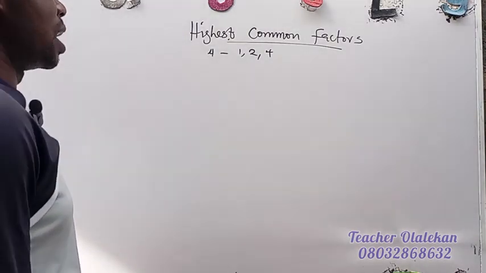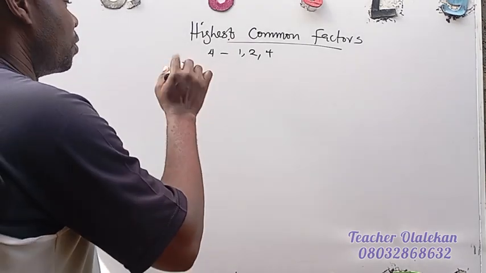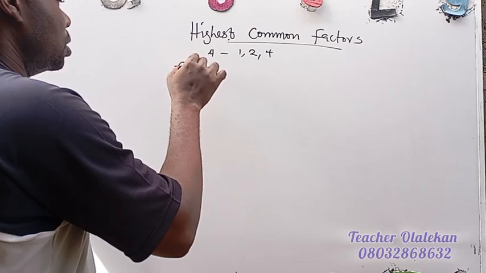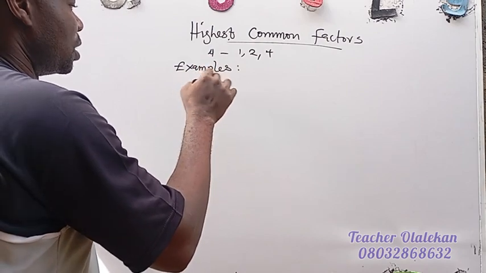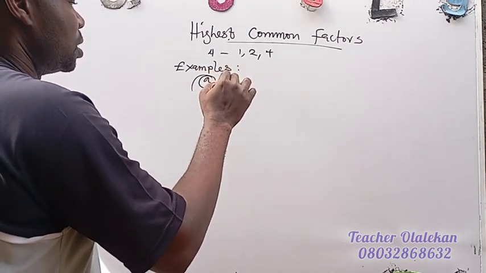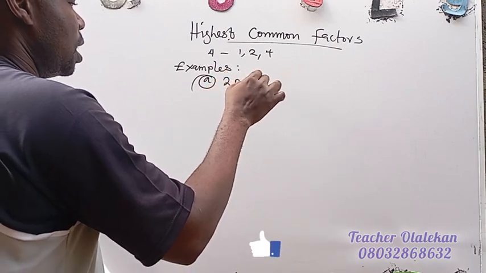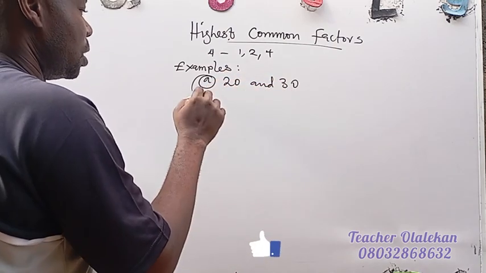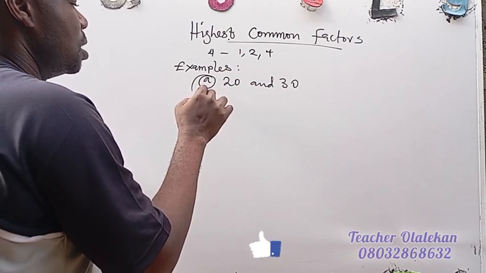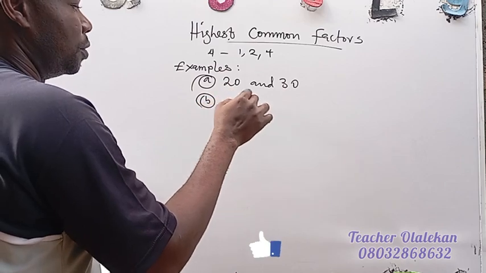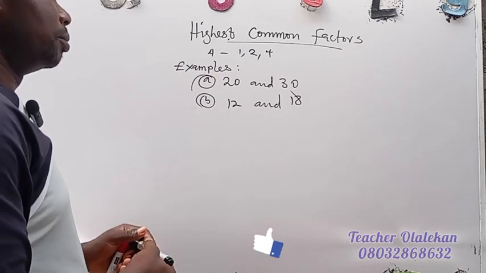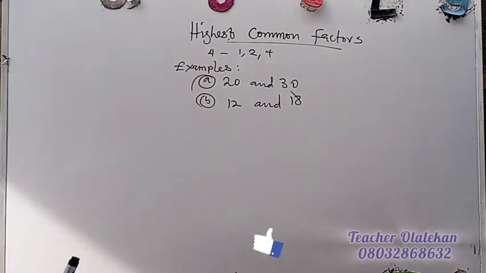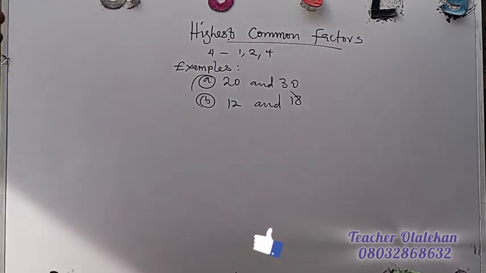So when we talk about highest common factors, that means we are looking for common factors between some numbers, and let's have these examples. In the first example, let's find the HCF of 20 and 30, and in the second example, let's find the HCF of 12 and 18. The best method for HCF is actually the prime factor method. It is short, brief, and very fast.